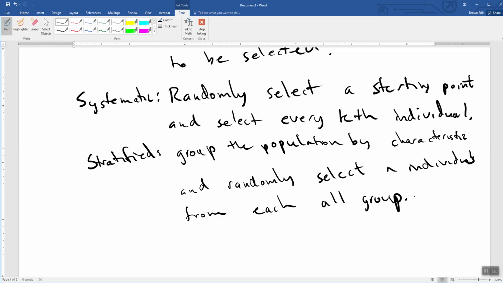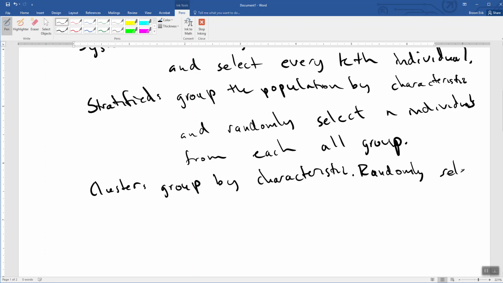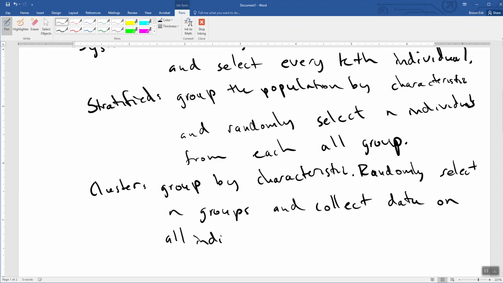Whereas cluster, you do the same thing. You group by characteristic. I'm going to leave out the population. And then you randomly select groups and record all the data from all the subjects in the group. So you randomly select groups and collect data on all individuals in the group.